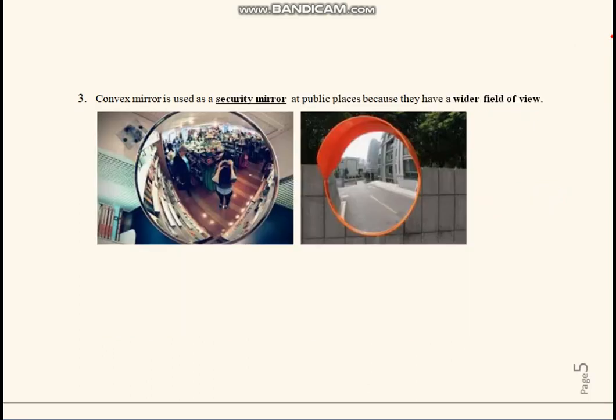The third use is that convex mirrors are used as security mirrors at public places since they have a wider field of view. That is, you can see a much larger area in a small mirror. You can see such mirrors in malls, at metro stations, or at busy traffic intersections also.